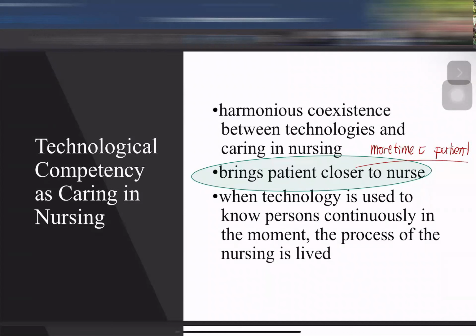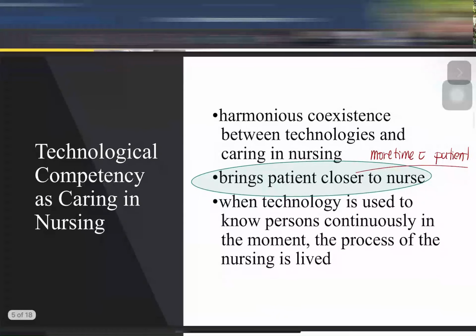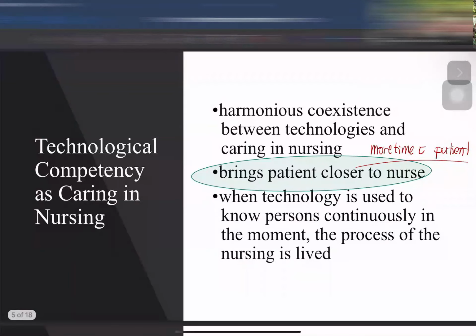And then class, when technology is used to know continuously in the moment, the process of the nursing process is actually lived. Okay? What do we mean by that? If we use the technology to understand our patient as they are in this moment, we are actually helping to become an effective nurse for our patients. Okay, are you getting the main point with that 2A?